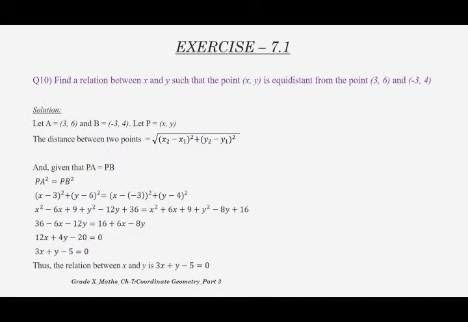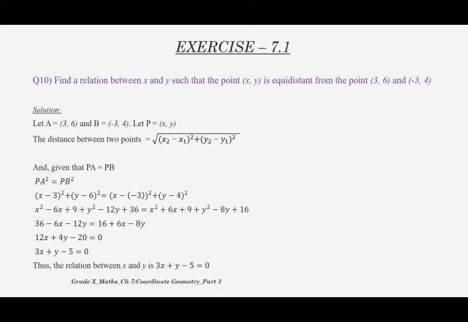We'll find out why. So for the solution, first let us name the points A, B and P be the point which we have to find, (x, y). Then we write the distance formula and it's given that PA equal to PB, equidistant.